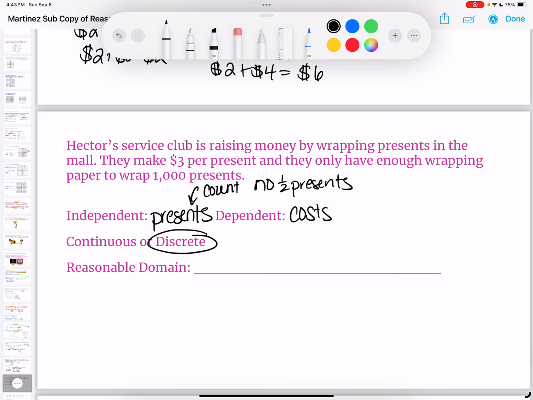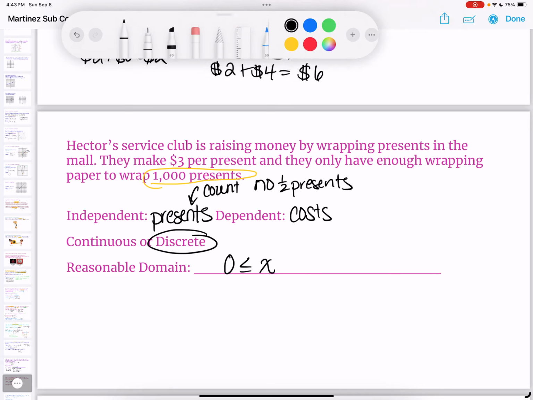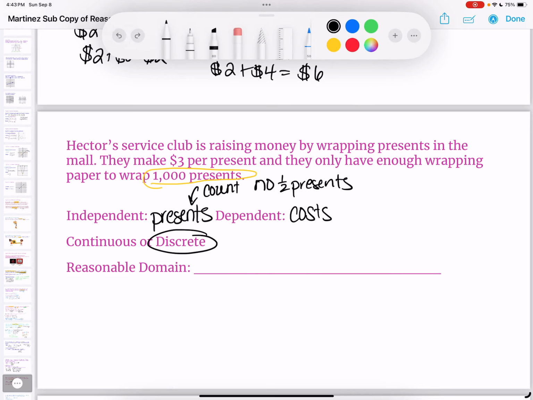So it says they only have enough to wrap 1,000 presents. So let's say nobody shows up, right? They have 0. But it says they do have enough for up to 1,000. So we could have 0. We could have 1 present, 2 presents, 3 presents, all the way up to 1,000 presents.